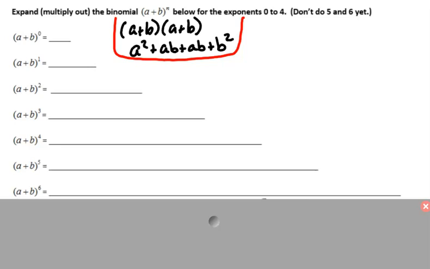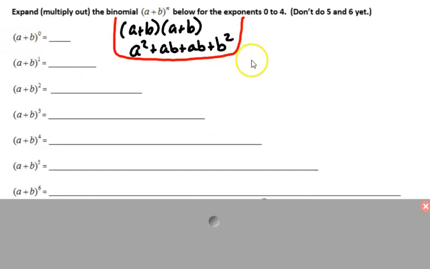Now we're going to look at a super awesome pattern. Let's say I want to expand or multiply out the binomial a plus b to the n for exponents 0 through 4. Okay? And I'm going to eventually do 5 and 6, but let's do 0 through 4 first.